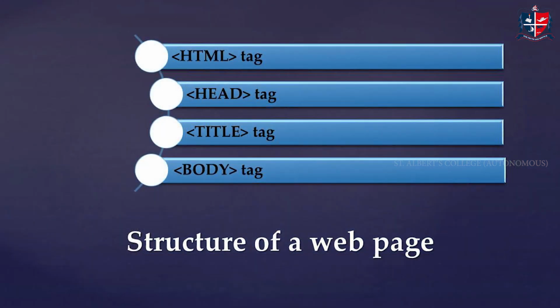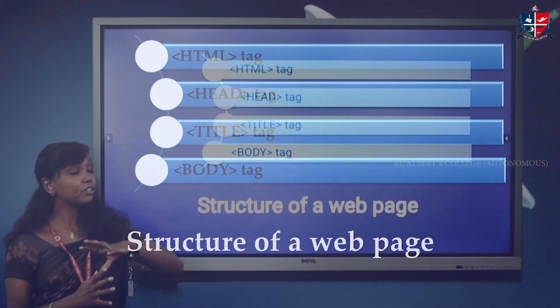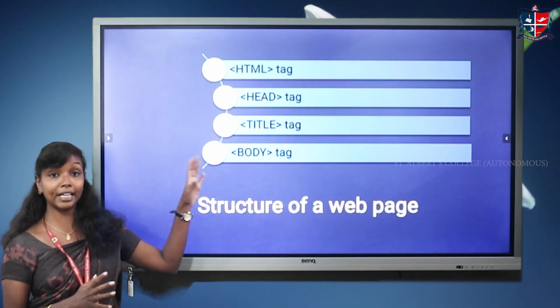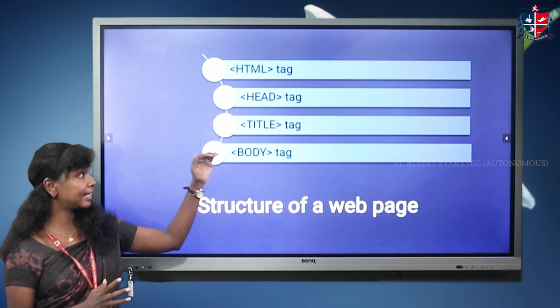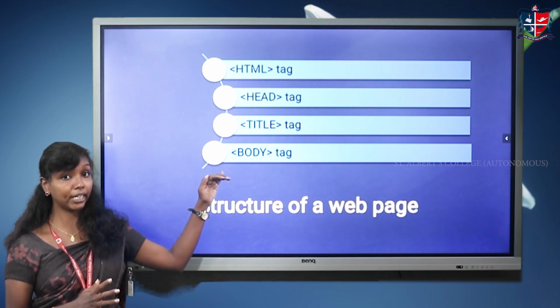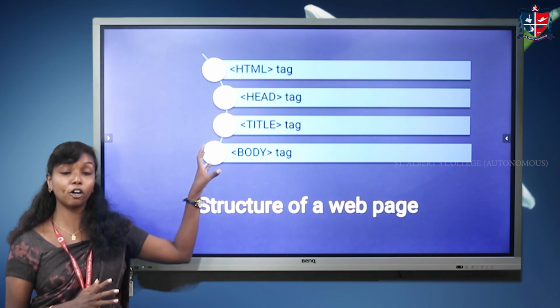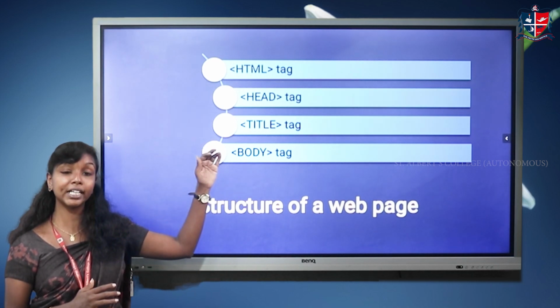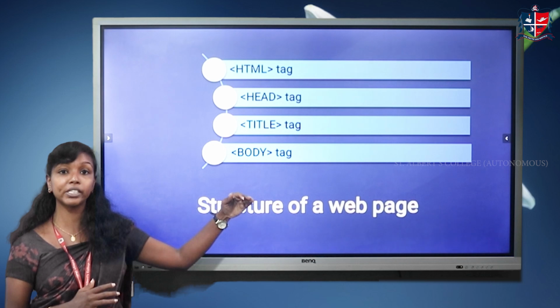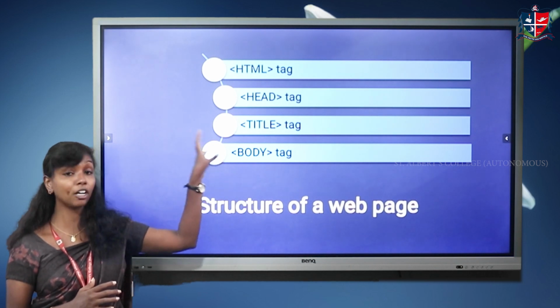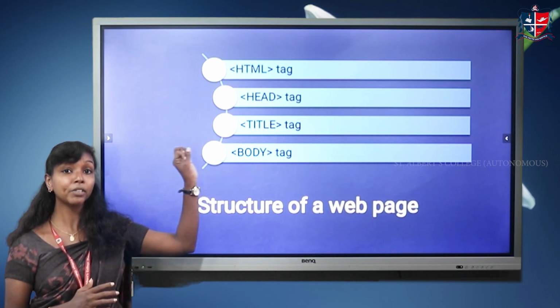Now let's see the structure of a web page. Web page structure consists of four elements: the HTML tag, head tag, title tag and body tag. The HTML tag is the common or basic tag of an HTML document. An HTML document begins with an HTML tag and closes with an HTML tag. So it's the basic element of an HTML document.